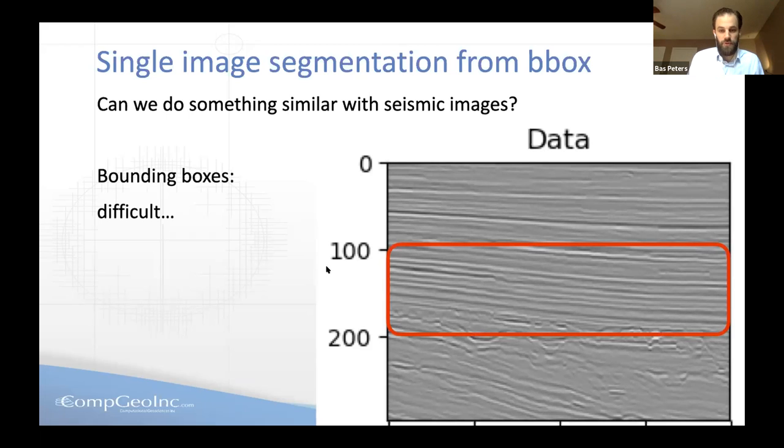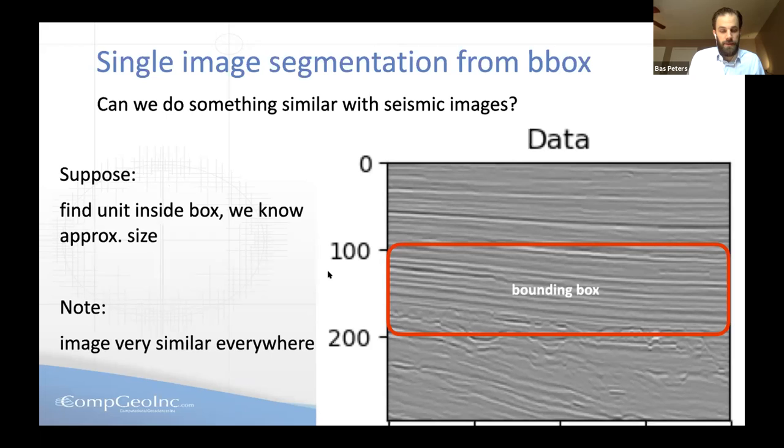For example, suppose this is a bounding box for a geological layer or sequence of layers. Everything inside or outside almost looks the same. There's nothing distinct in here. There might be for geologists, but it's not visually obvious. So consider a unit of interest. This is what you'd like to find. So we can draw a bounding box, suppose we know that, and suppose we can set a minimum size. We have a rough idea of how big this thing is.